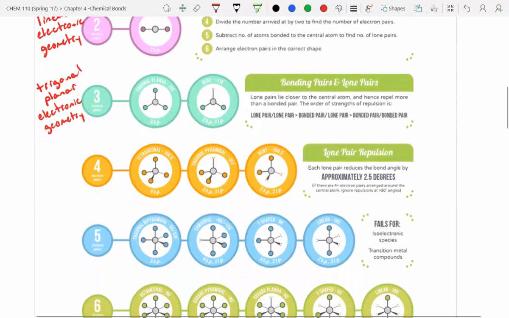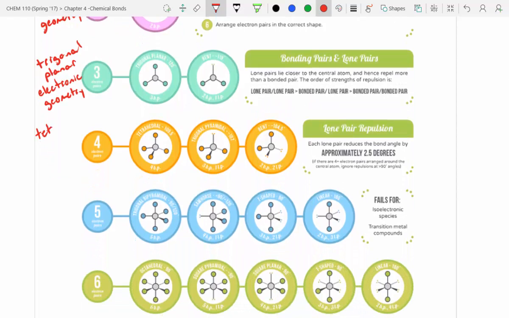What happens if we have 4? This is called our tetrahedral electronic geometry. And among this tetrahedral family, we've got 3 different shapes that can come out of it. You can have one where you have 4 bonded atoms, and these are called tetrahedral. You can have one where you've got 3 bonded atoms here, here, and here, and then a lone pair. This is called trigonal pyramidal because it kind of adopts the shape of a pyramid. And then last but not least, you can have 2 lone pairs and 2 bonded atoms, and that's referred to as bent. So it's pretty straightforward.